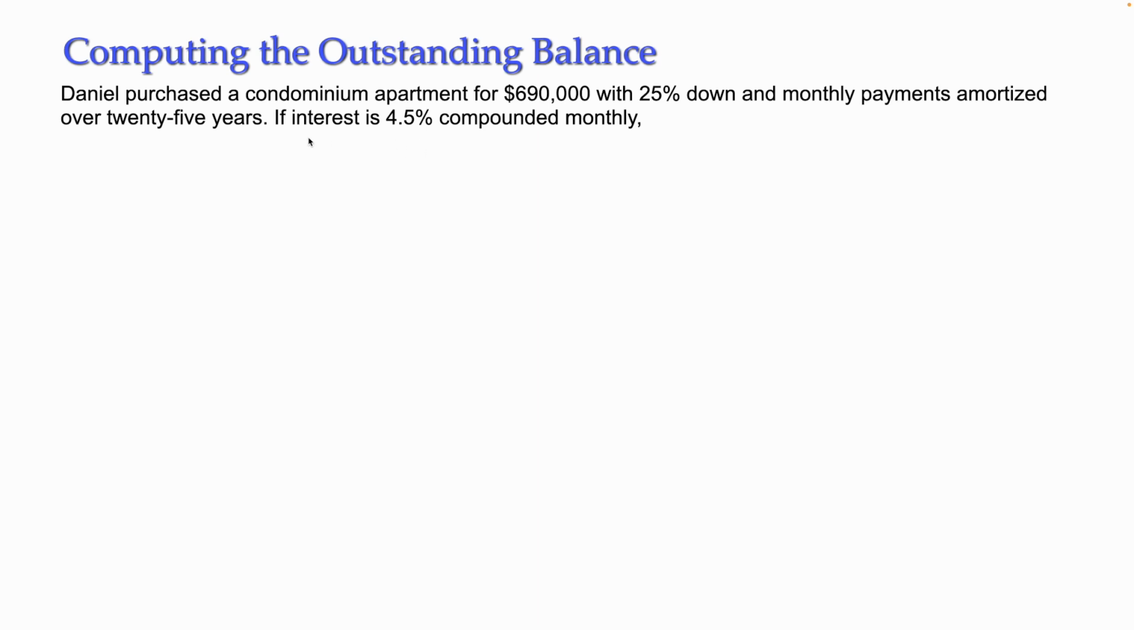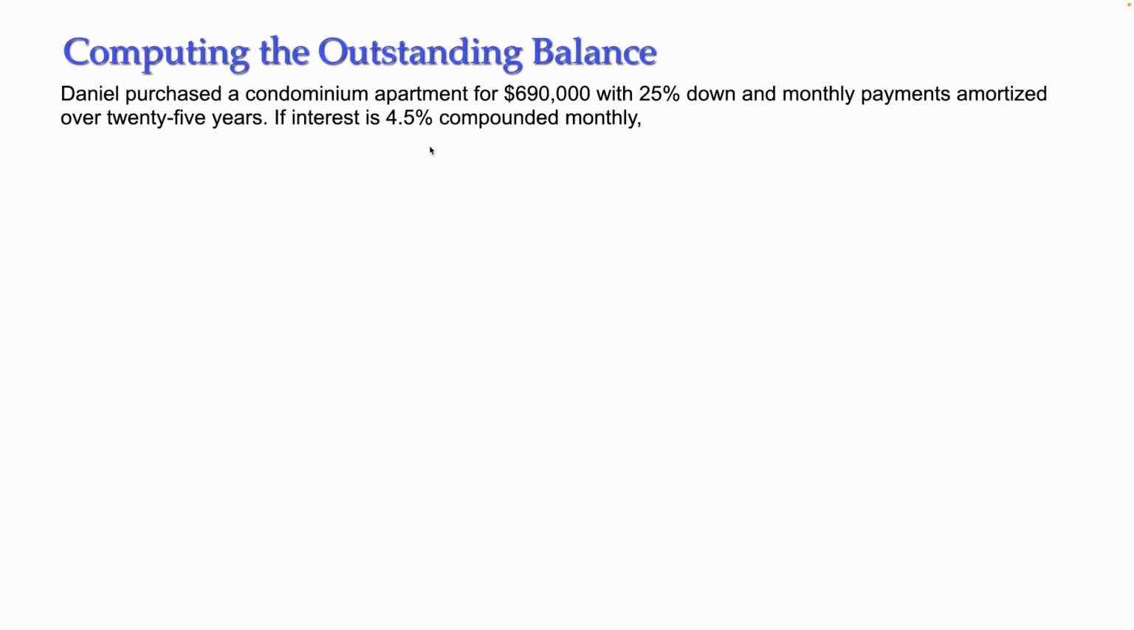So the problem I solved before was this. Daniel purchased a condominium apartment for $690,000 with 25% down and monthly payments amortized over 25 years. If interest is 4.5% compounded monthly, the question that I solved before was what will be the periodic payment.